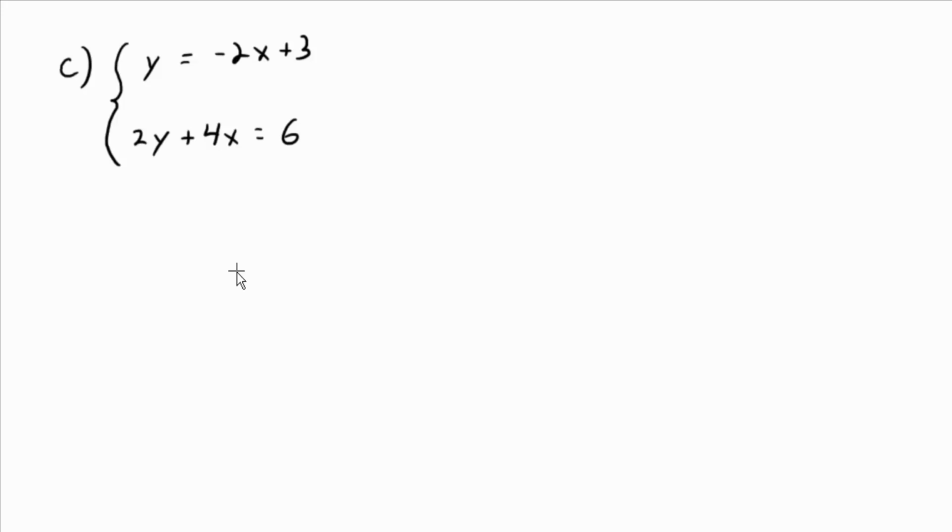Okay, you guys, same directions. We want to use the substitution method to solve the system. Now, is there an obvious way to do this one? It's y equals negative 2x plus 3 for one equation and 2y plus 4x equals 6 for the other equation.